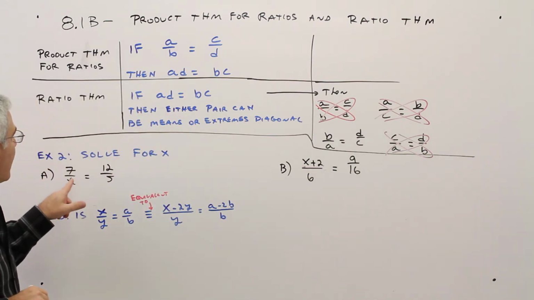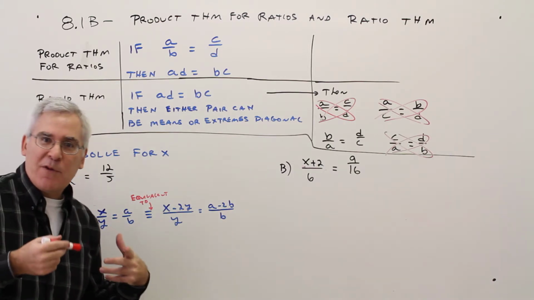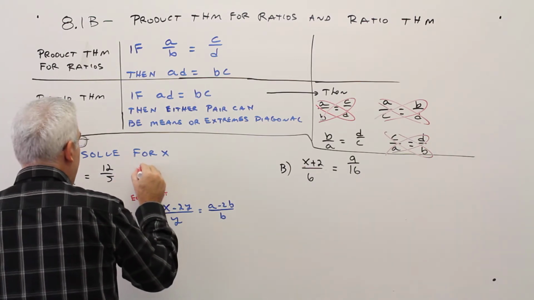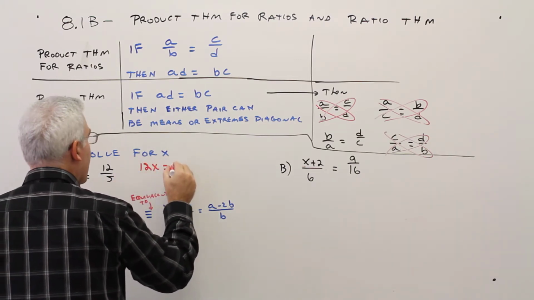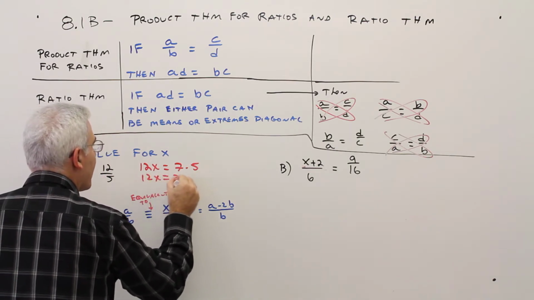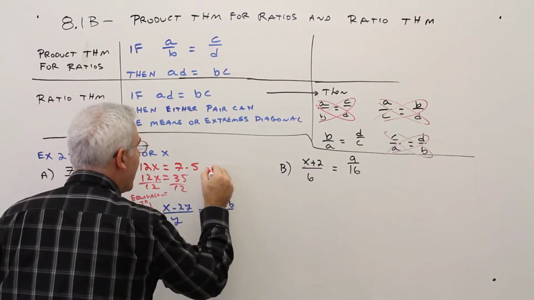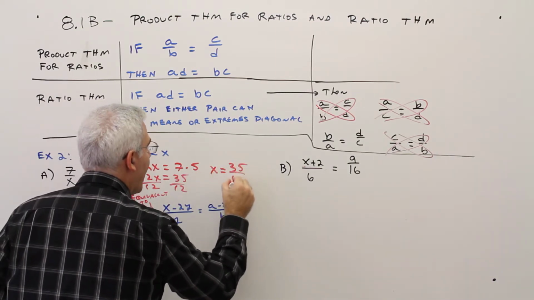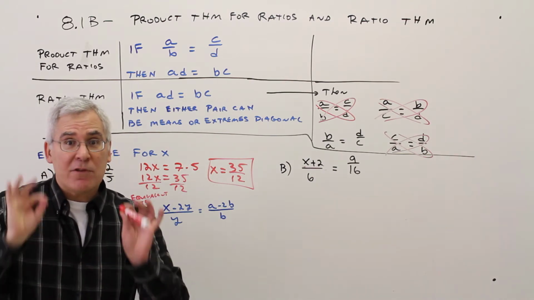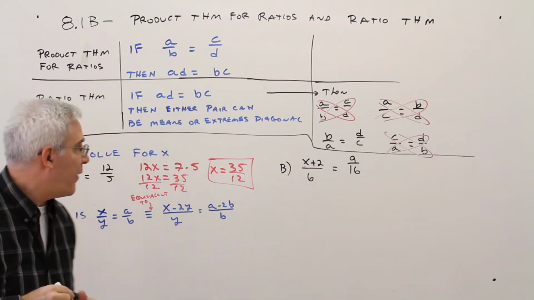Okay, here's a few examples. Example 2, solve for x. Now it's not going to be as easy to do it the way I did before, so I'm actually going to cross multiply. So I'll say 12 times x equals 7 times 5, 12x equals 35, divide by 12, divide by 12, x equals 35 over 12.